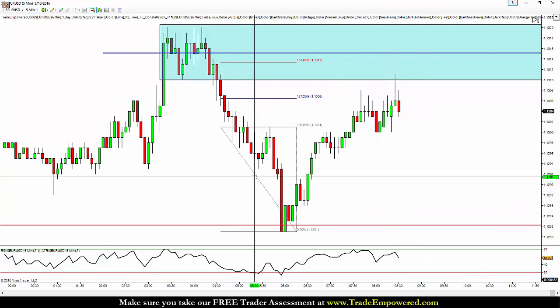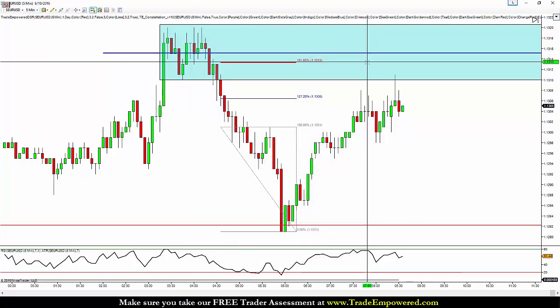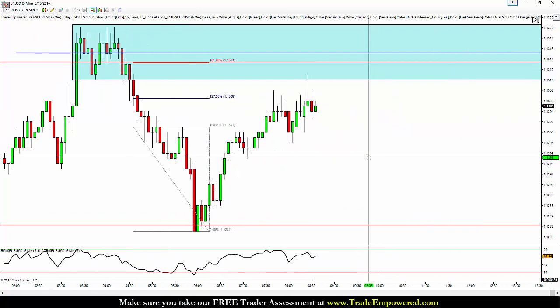But yeah, Fibonacci inversion. So you can take your Fibonacci extension tool. You can invert it from the previous swing low to the swing high. Look for that 1618 right here. And boom, that's right in your zone.